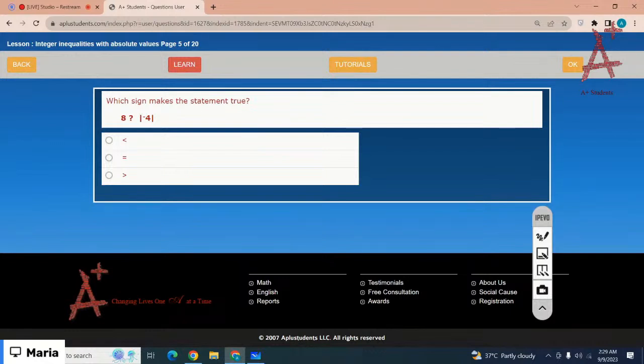8. Which sign makes the statement true? 8, and you have to compare it to absolute value of negative 4. So, which is the correct option? The absolute value of negative 4 is positive, right? That means you have to compare 8 and 4. So, 8 is greater than 4.